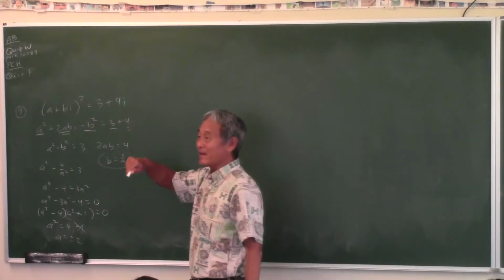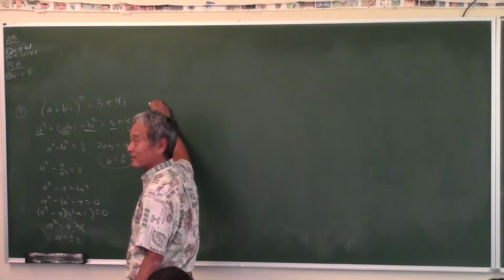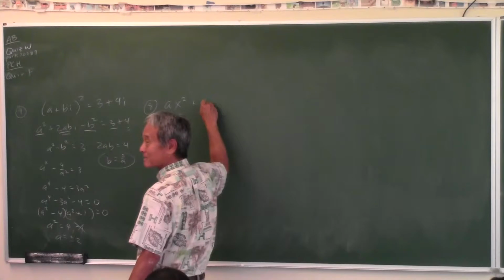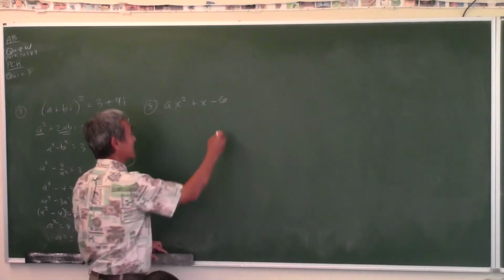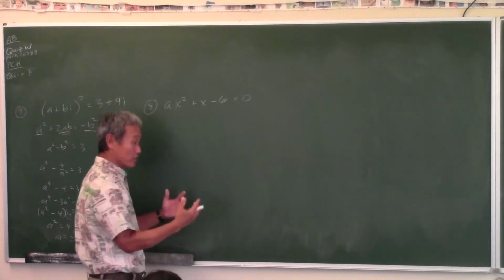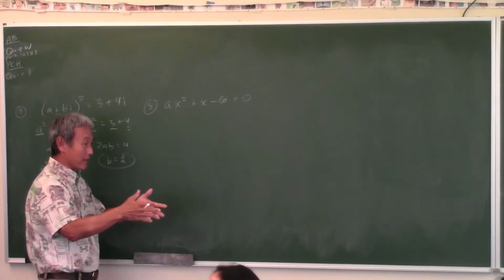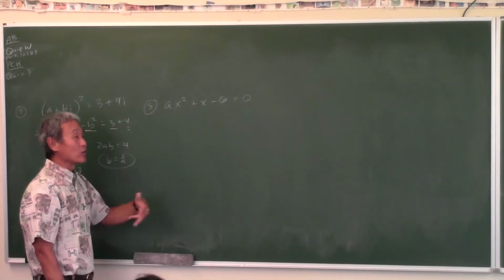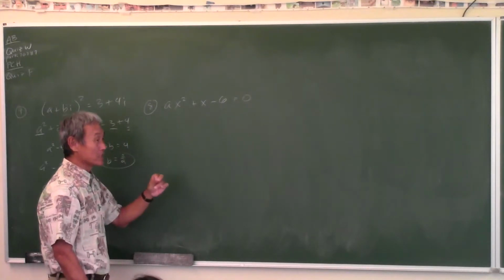7 and 8B is the same problem except different. Ax squared plus x minus 6 can be factored. So if you can factor this thing, doesn't that mean this equation has rational roots? Yes. Remember we talked about this yesterday. Okay, and what will tell you that you have rational roots? The discriminant has to be a perfect square.